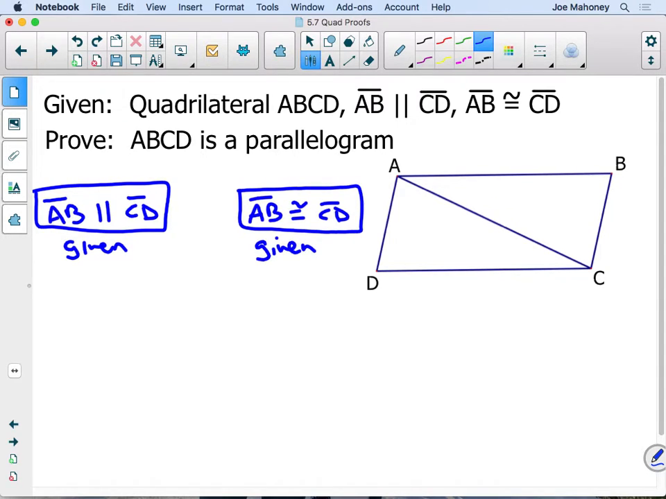I'm big on diagram recognition for kids as well. So a lot of my kids will say right away that side AC, we call it a shared side, because the side AC is shared by 2 different triangles. And again, that's another standalone one. So I'll write that AC is congruent to CA, and I'll say that's by shared side.